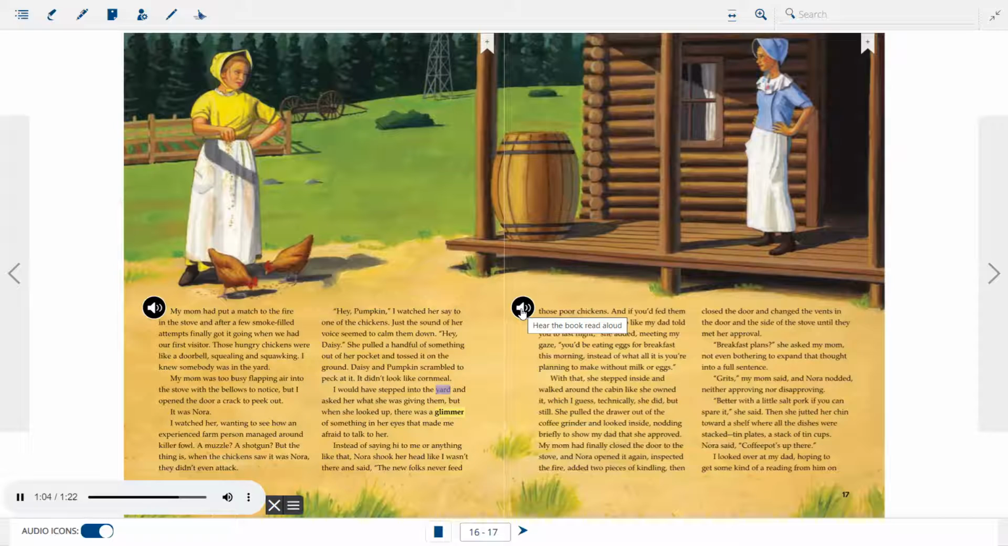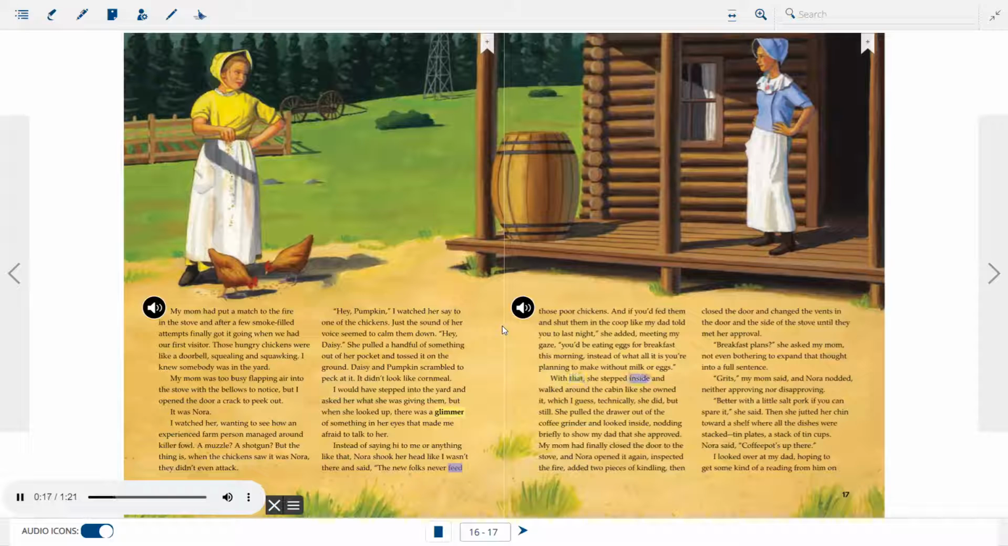I would have stepped into the yard and asked her what she was giving them, but when she looked up, there was a glimmer of something in her eyes that made me afraid to talk to her. Instead of saying hi to me or anything like that, Nora shook her head like I wasn't there and said, "The new folks never feed. Those poor chickens. And if you'd fed them and shut them in the coop like my dad told you to last night," she added, meeting my gaze, "you'd be eating eggs for breakfast this morning, instead of what all it is you're planning to make without milk or eggs."